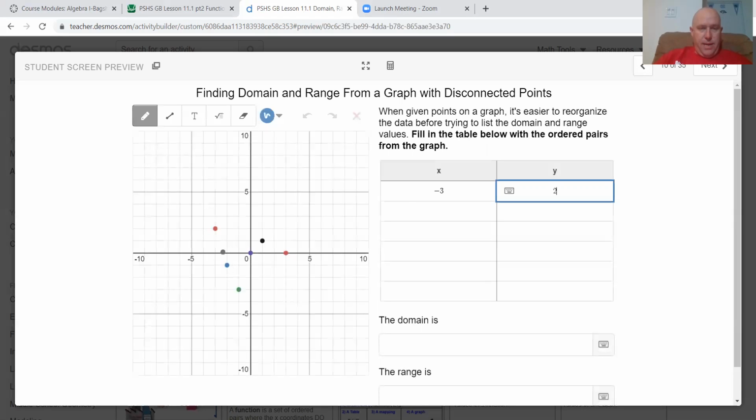So this point here would be negative 2. And as I go down one, this would be negative 1. Negative 1, and then down 3. So that will be negative 1 and negative 3. We have 0, 0. This would be 1, 1.